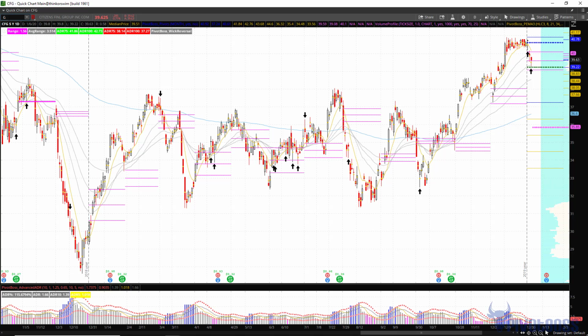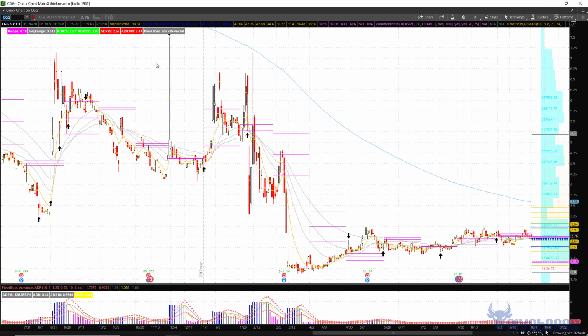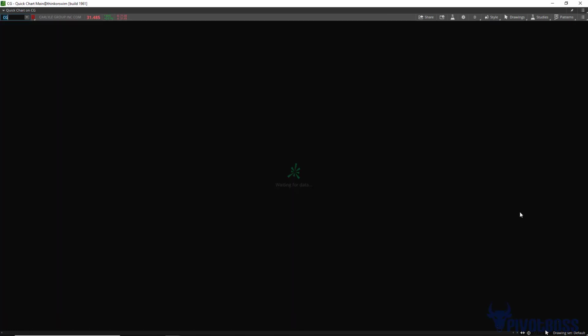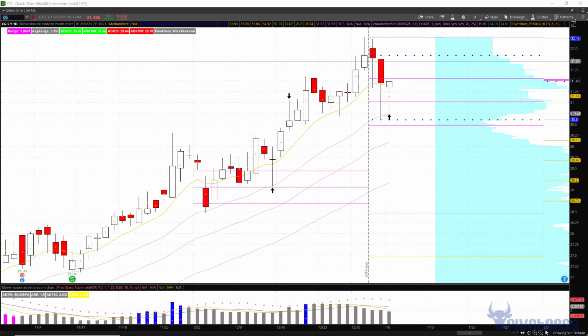CG is the other one from yesterday that also looks, no, CG. This one looks really good. I like this one a lot more for an entry right away, or at least some sort of a play here. The in the money 30s look really nice, and then you have the out of the money 35s.